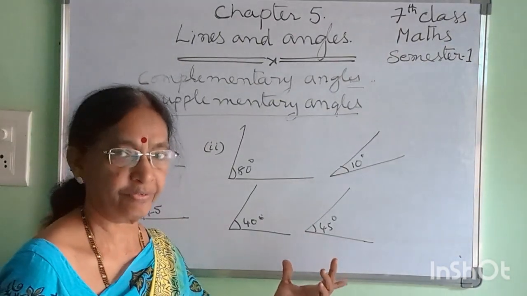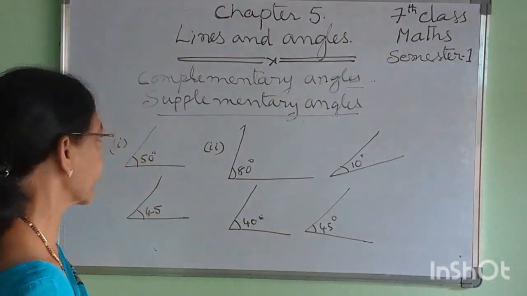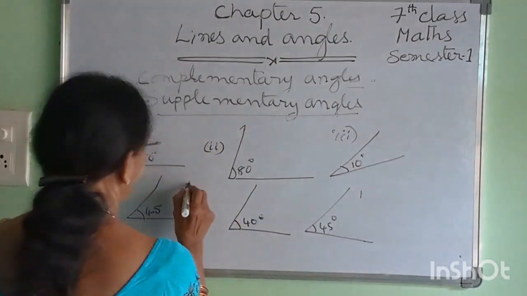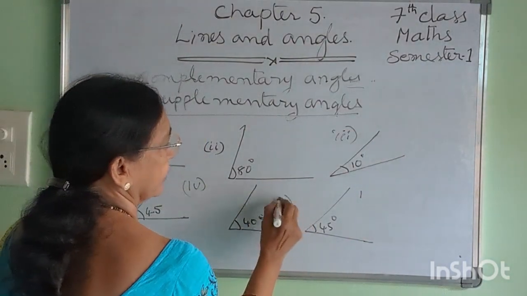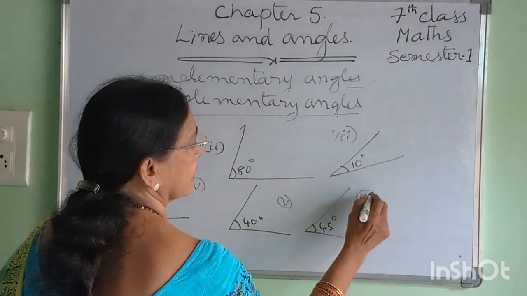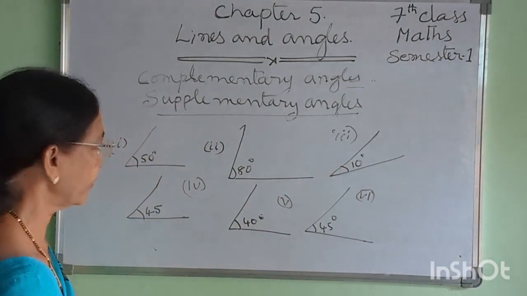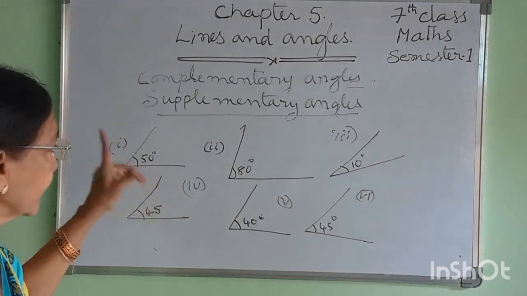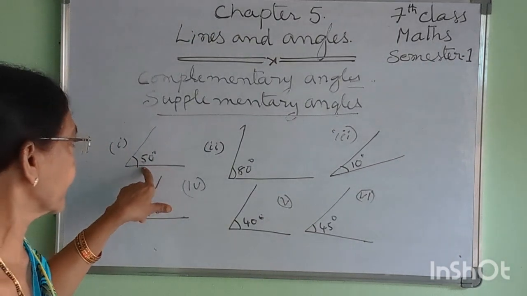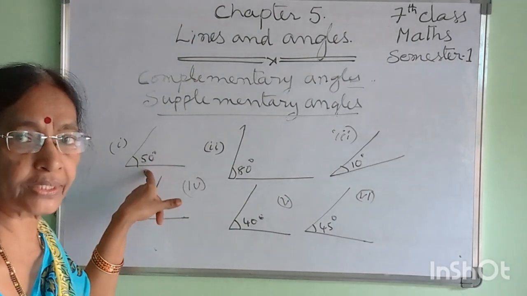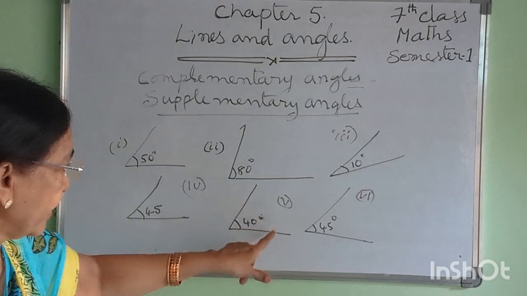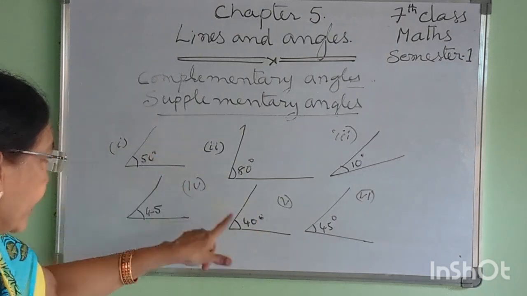Find the pairs of complementary angles. This is 50. What will be its complementary angle? It will be 40, so that the sum is 90 degrees. So 1 and 5 are complementary angles.